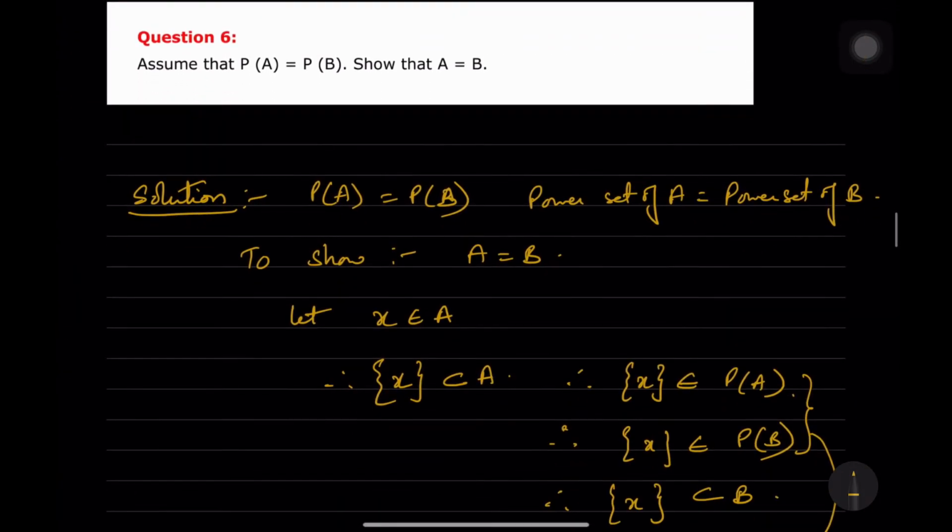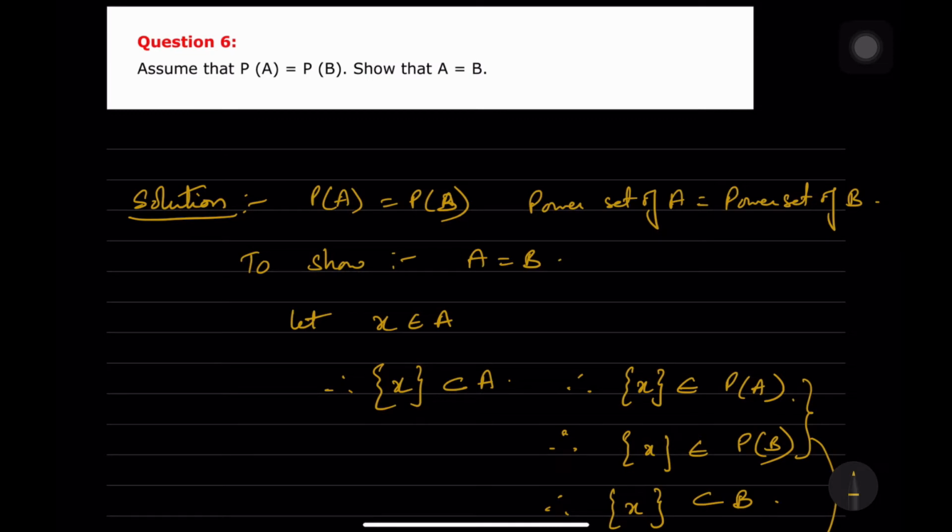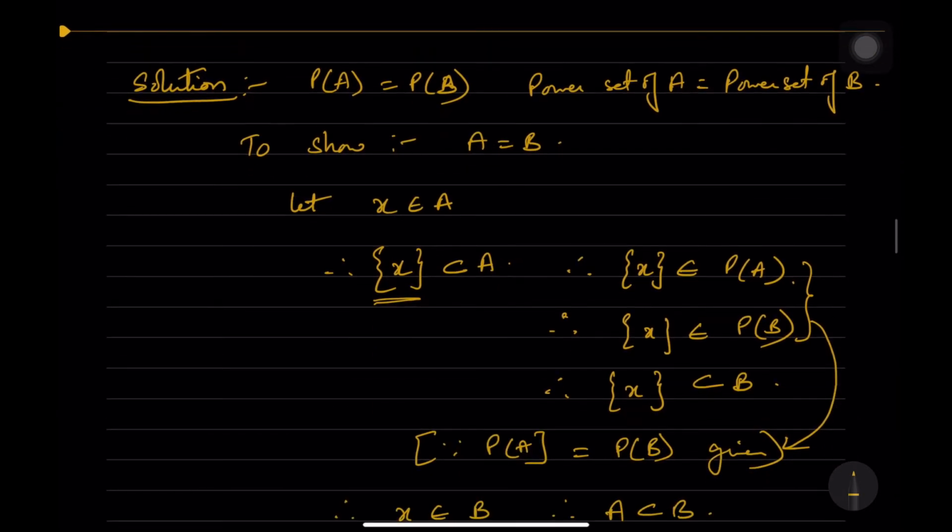Now next, question 6. Assume that P of A is equal to P of B. Show that A is equal to B. Now P of A is equal to P of B means power set of A is equal to power set of B. To show that A is equal to B, let x belong to A. Therefore the singleton set {x} is a subset of A. Whenever it is taking the braces, it's a set, isn't it? So therefore this set is a subset of A, you can write. So {x} belongs to power set of A. In the power set of A, you will have this element.